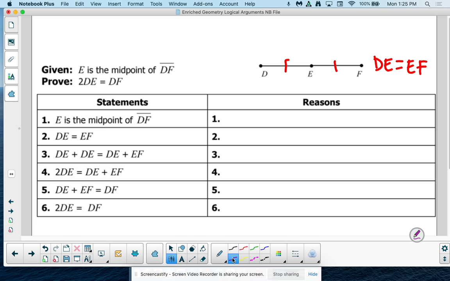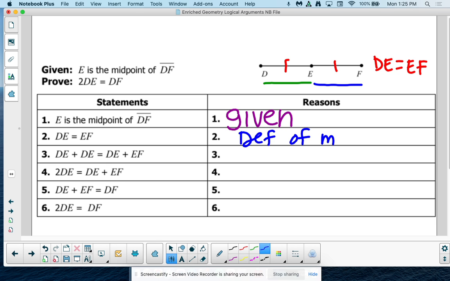Why is E the midpoint of segment DF? Because it's given. That's your freebie. Write it down. Why can we say DE is equal to EF? E is the midpoint. Because it's the midpoint, so you're going to say definition of a midpoint. Okay, good. Again, you can abbreviate, but just make sure there's enough there so I know what you're talking about.